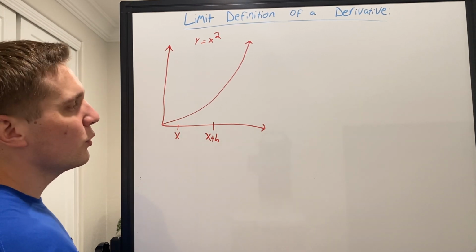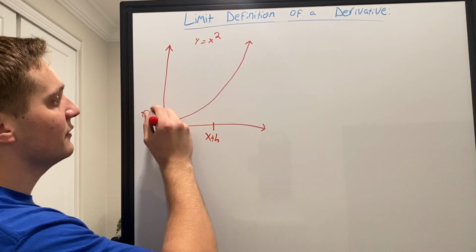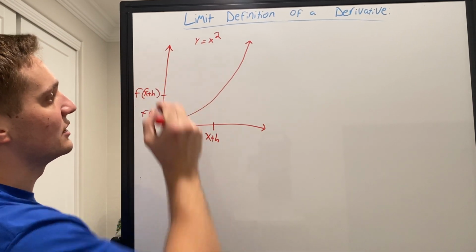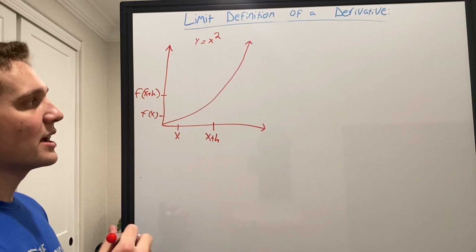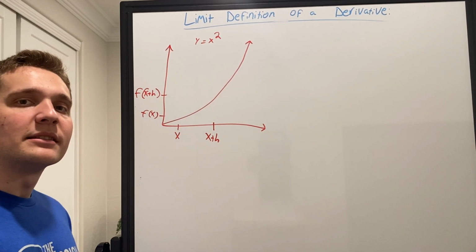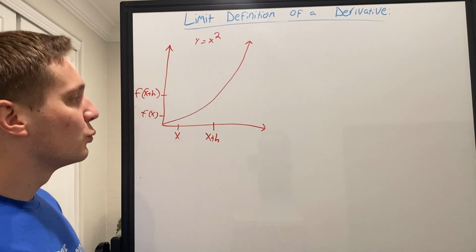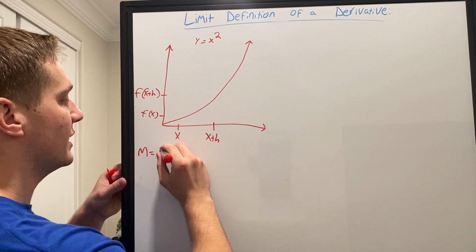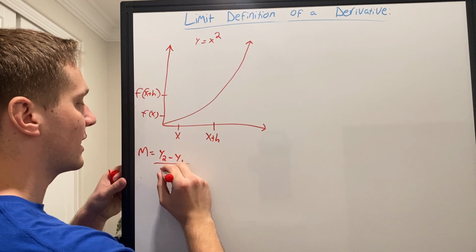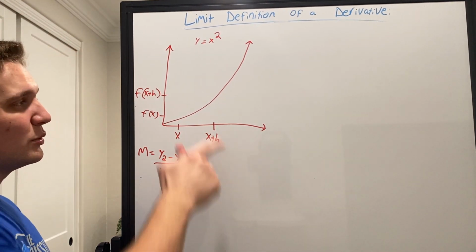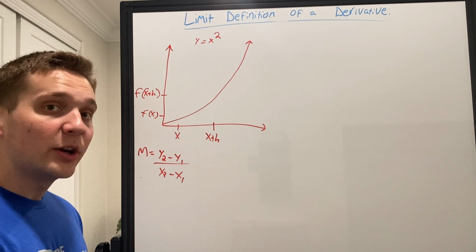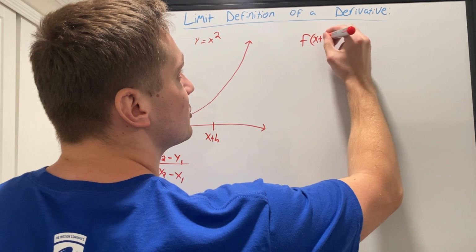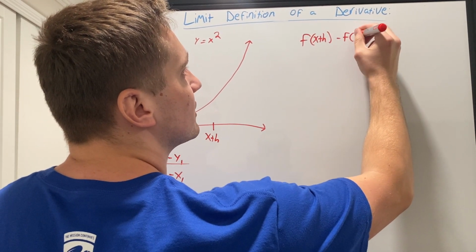And now let's think, what are these outputs going to be? We would have f of x here, and we would have f of x plus h. Now, if we want to talk about what is going to be the slope between these two points? Well, m equals y2 minus y1 over x2 minus x1, okay? If we plug in the variables that we just defined, we have f of x plus h minus f of x.